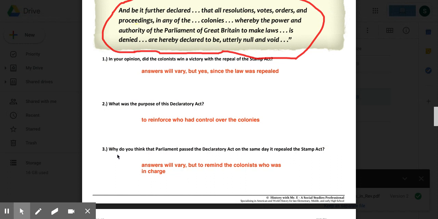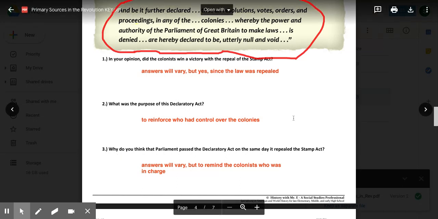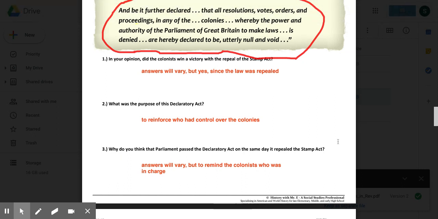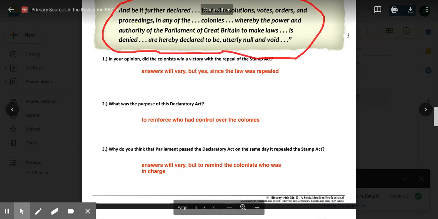Number 3 says, why do you think that Parliament passed the Declaratory Act on the same day it repealed the Stamp Act? Once again, this is one where I would have gone around the room asking you guys for your opinion or your voice on this one. So that's why I have answers will vary, but what I've written down is it's to remind the colonists who was in charge. So the colonists got the Stamp Act repealed, but the British government didn't like that. So they wanted to sort of rule a little bit with an iron fist and say, hey, we're the ones in charge here. All right.